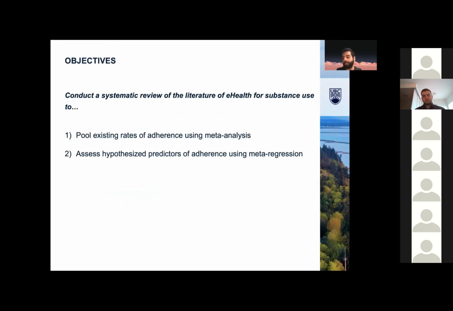So now we're going to go into our systematic review. The objectives of the systematic review were to look at the literature of e-health for substance use, to first of all pull the existing rates of adherence using a meta-analysis. So this is a single group meta-analysis, because when we're looking at adherence, we usually don't have a control group, so we can't really calculate an effect size. The second objective was to assess the predictors of adherence using meta-regressions. And for that, we hypothesized a few predictors to look at in advance.